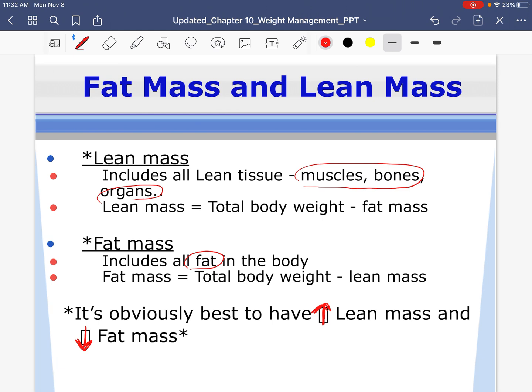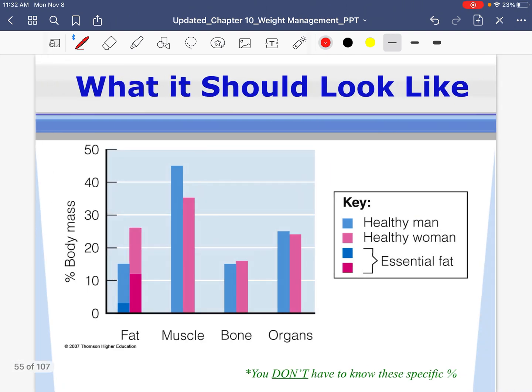Now, we obviously need some fat mass. We need some fat mass. Fat serves a lot of important functions: long-term energy, insulation, protection. But we don't need an excessive amount of fat mass.